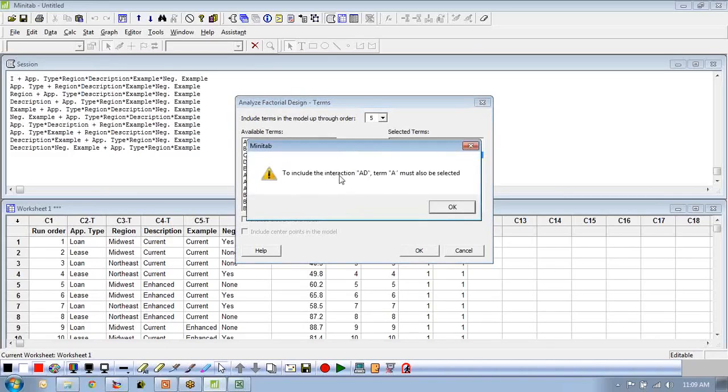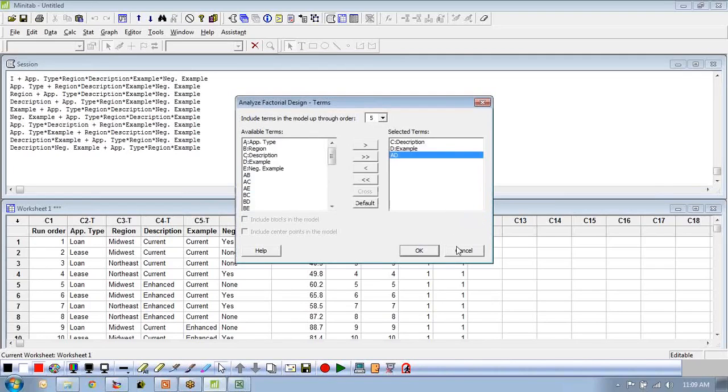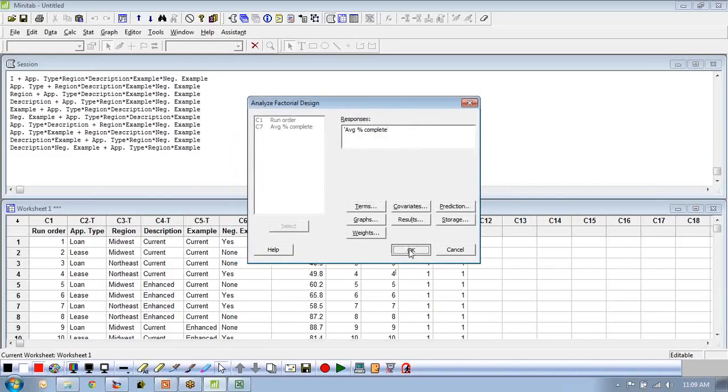And it says, if I include AD, I have to include A. So that's just one of the tricks of the trade: if you're going to include one of what are called main effects, A, B, C, D, E are the main effects, and then the higher order things are interactions. If you include an interaction, you have to have all of its constituent main effects in the model. I didn't make that up. It's just the way that it is. So I have to put in app type, click OK.